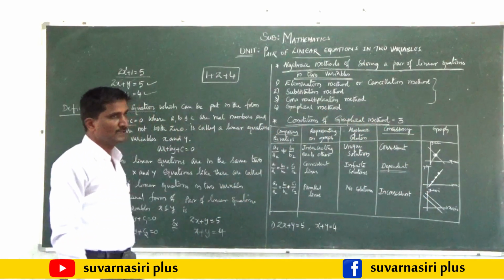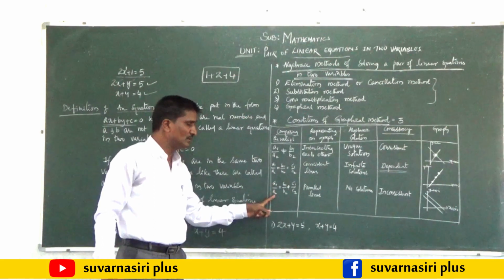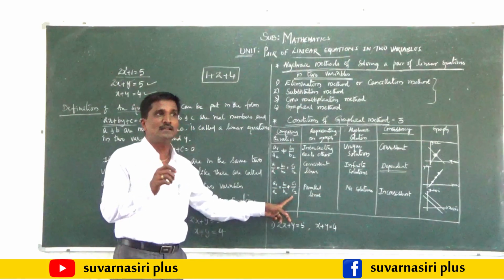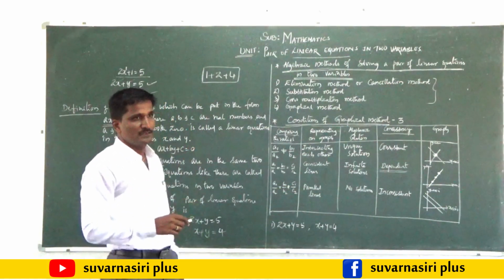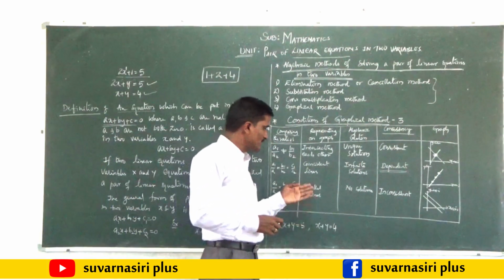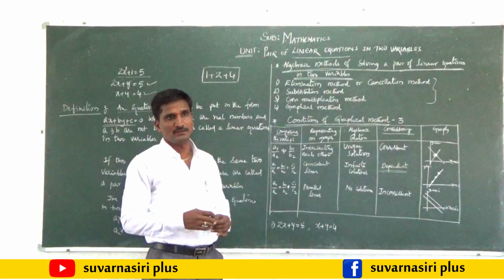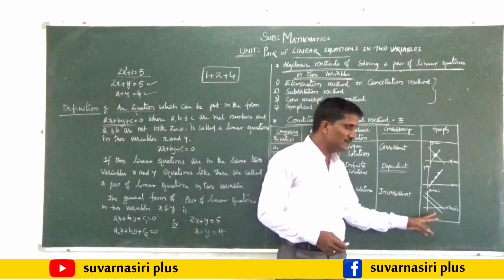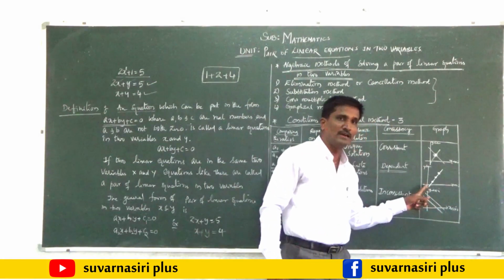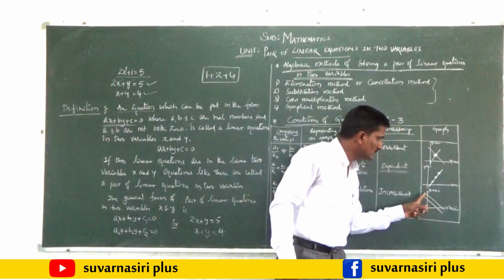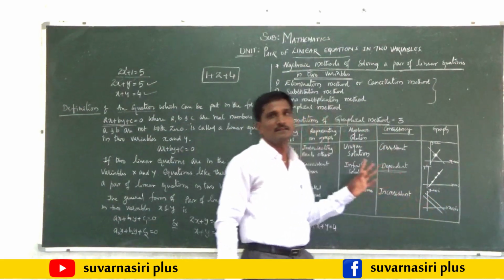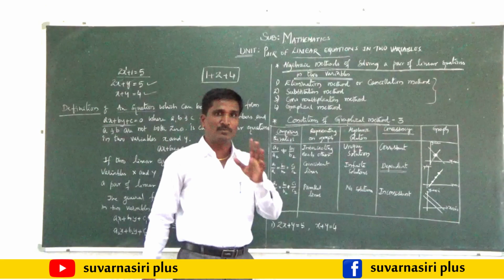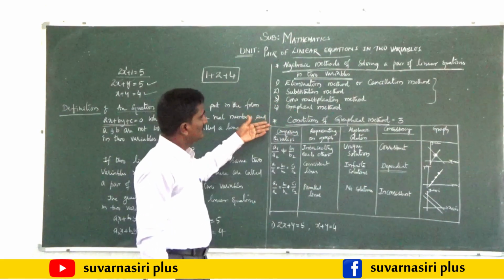The third condition is a1 by a2 is equal to b1 by b2 is not equal to c1 by c2. Then the 2 lines are parallel. Once you get parallel lines, there is no solution, so we call that inconsistent. The graph is like this: x-axis and y-axis, and both the lines are parallel.